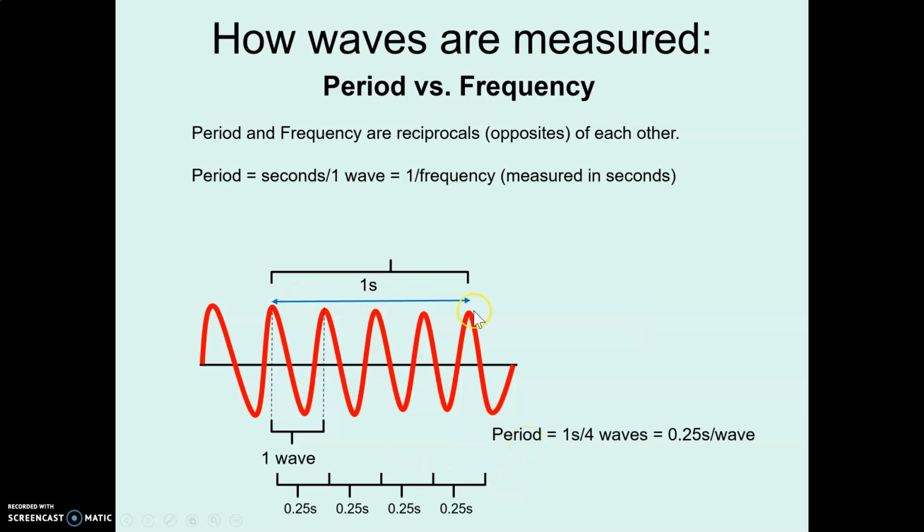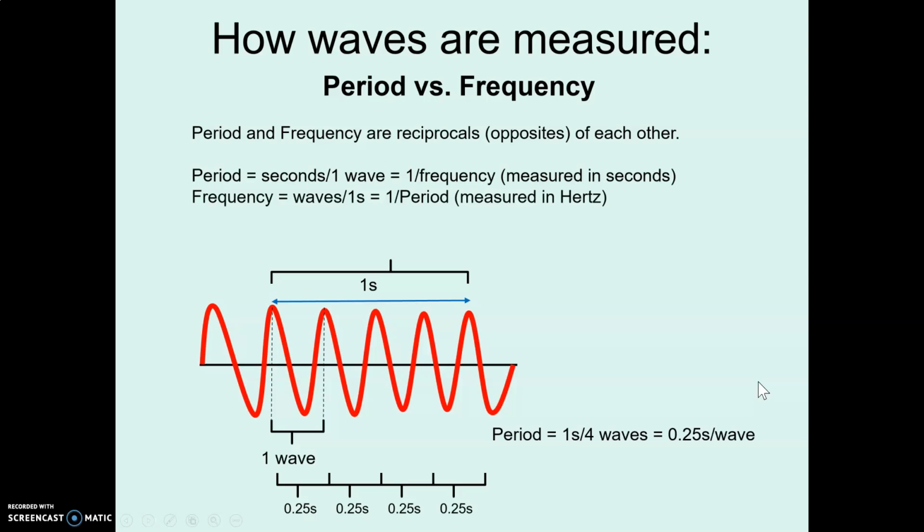Okay, so every 1 second we see 4 waves. So if we do 1 divided by 4, because that's our frequency, okay, we get 0.25 seconds per wave. Okay, so 1 divided by 4 is 0.25. So that matches up with what we see in our diagram because in one wave, okay, it takes only 0.25 seconds. Okay, if we break down that second into 4 little chunks, we get 0.25 seconds.